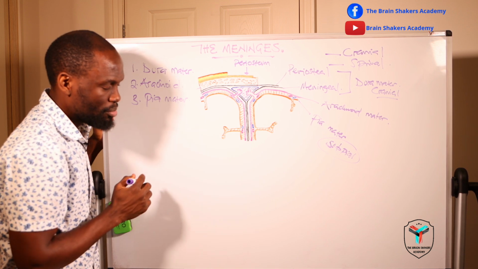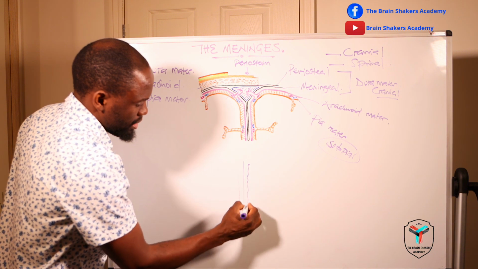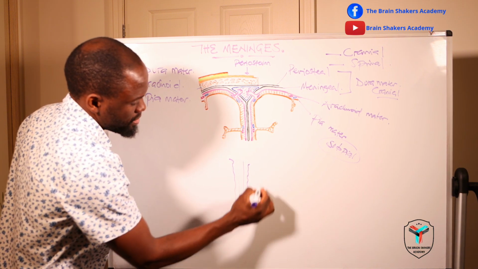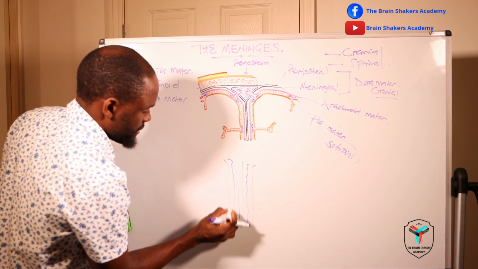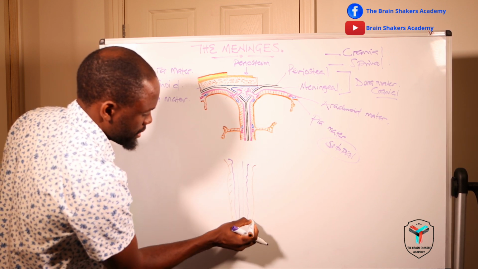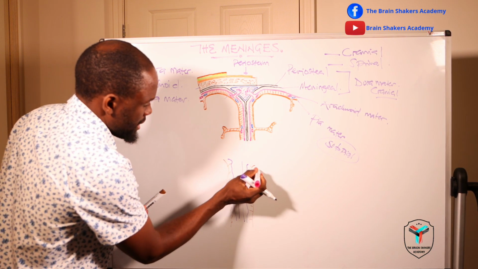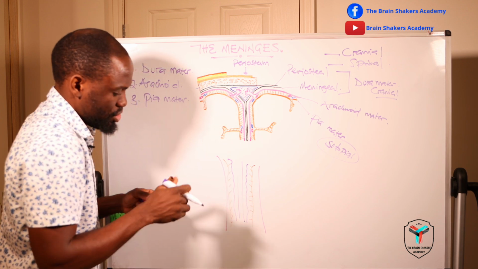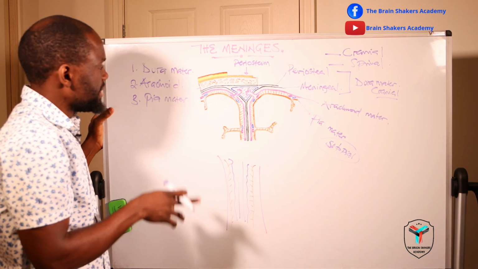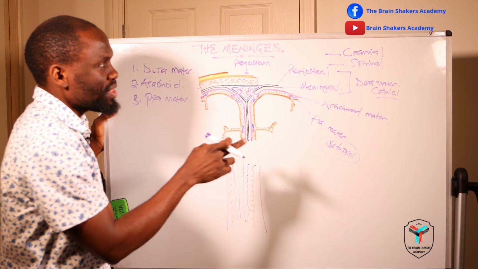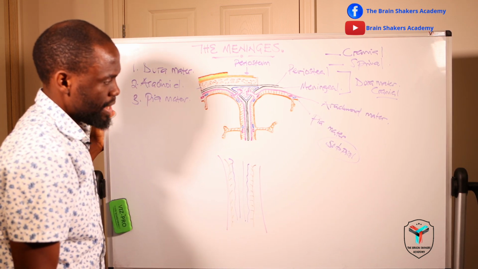There is not going to be a double layer when you get to the spinal cord. So if you have your spinal cord here, then you will have the pia mater around. Then you will definitely have an arachnoid mater around, with its subarachnoid space, and then outside you will have the dura mater. So it will be a continuation of the three main meninges, that is the dura, arachnoid, and pia mater, but without the presence of the double dura mater.